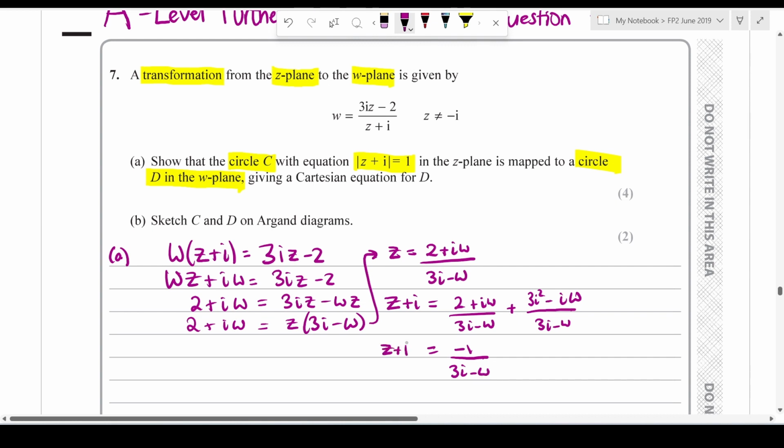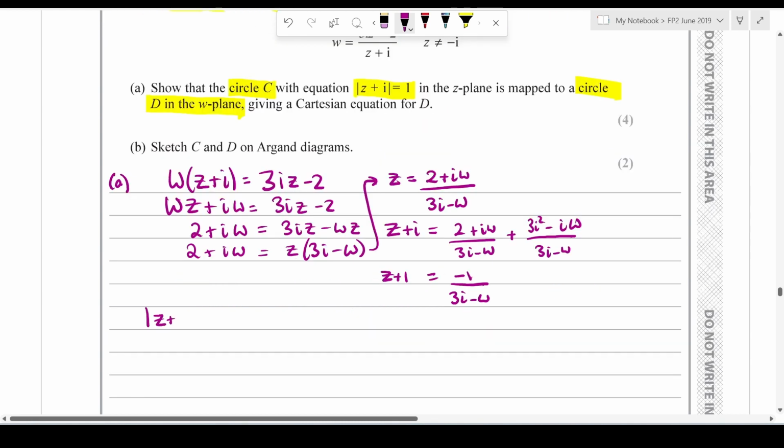So then, in terms of the length, I can say that the modulus of Z plus I is, using a bit of a cheat, I guess, 1 over the modulus of this thing. And I know that the modulus of Z plus I is 1. So I've got 1 is equal to 1 over the modulus of 3I minus W. I can rearrange that and say the modulus of 3I minus W is 1. And of course, the modulus around that is easy to handle as well, because it's just multiplying by minus 1 in the modulus, which ends up cancelling outside of it.